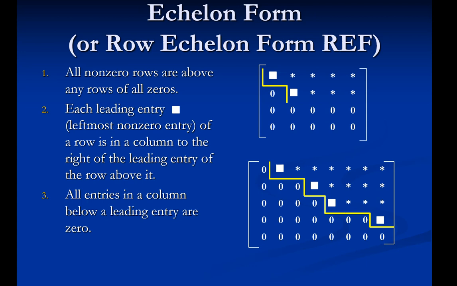All non-zero rows are above any rows of all zeros. So again, if we have any zero rows, they all go at the bottom. And the leading entries have to have this stair-step pattern where a leading entry in a row has to be to the right of the leading entry above it. It can't be below it. It has to be to the right, at least one column over. And so as we go down the rows, the leading entries move further and further to the right. And then all the entries below the leading entries are zeros. That's what echelon form is. So let's talk about how we're going to accomplish that.